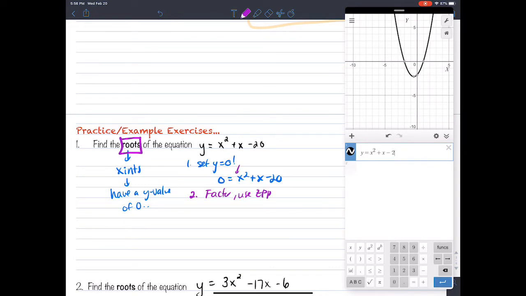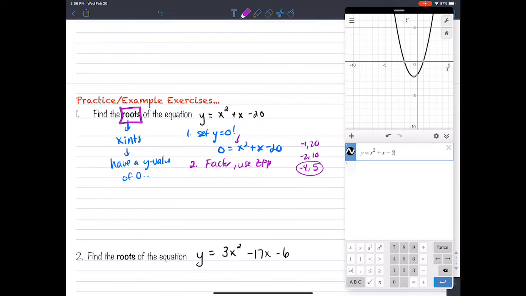So I do note that my a value is 1, so I'm thinking of the numbers that would multiply to -20 and combine to be a positive 1. So I know that the bigger number should always be positive, and I can clearly see that that would be the numbers -4 and 5. So my factorization would be x minus 4... I forgot a 0 over here, sorry. x minus 4 and x plus 5.